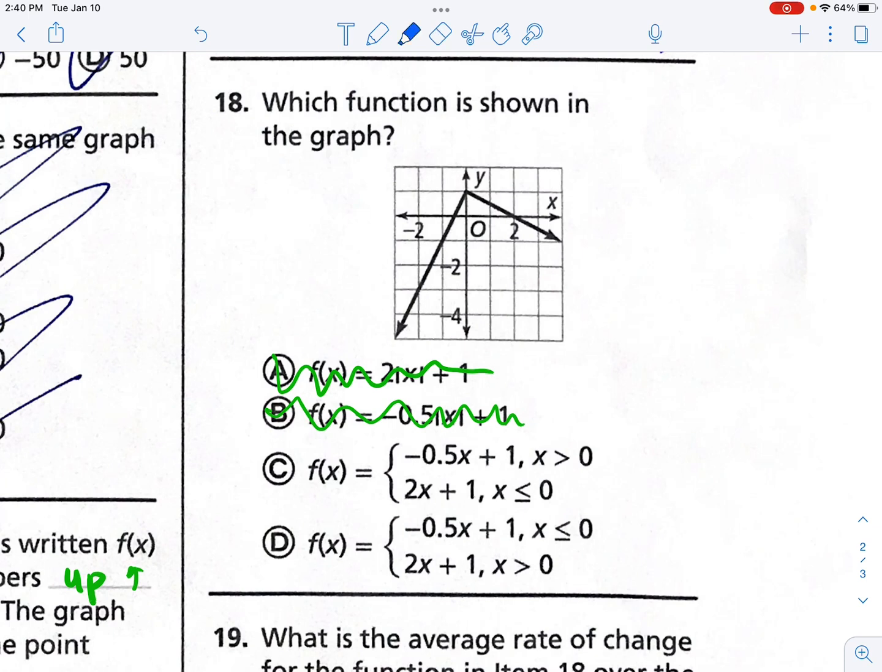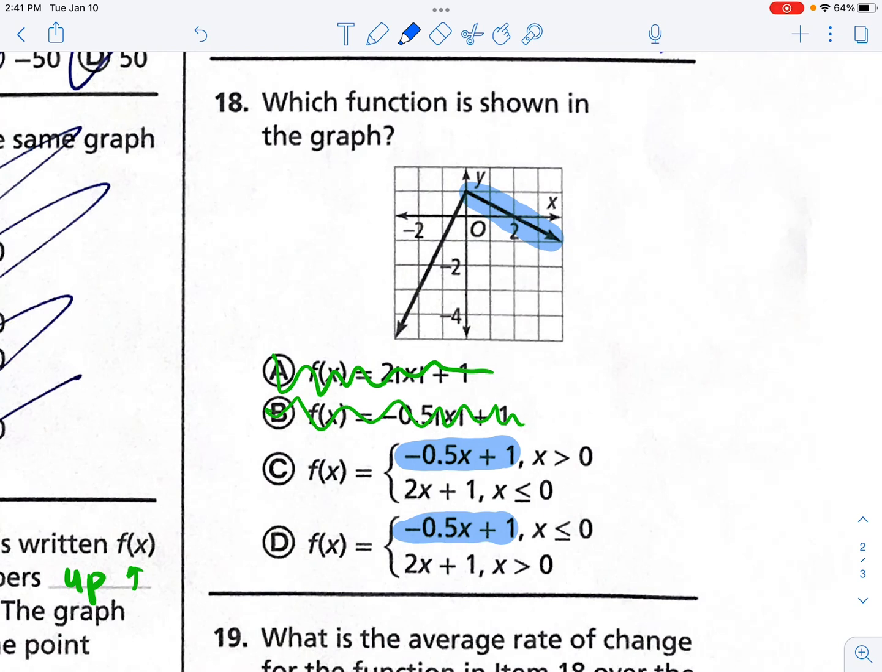Okay, one more time, let's try that again. I said from left to right. The negative 0.5x plus 1 goes down from left to right. That obviously is this side.